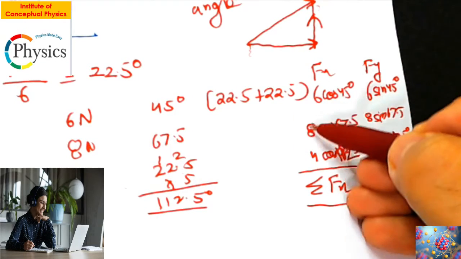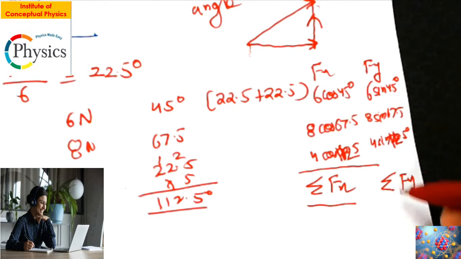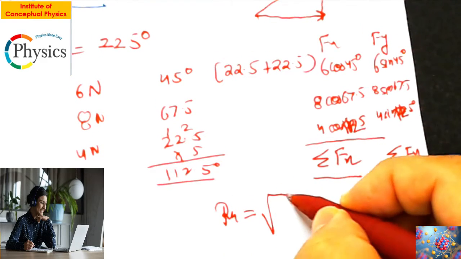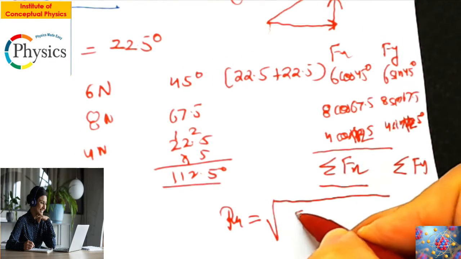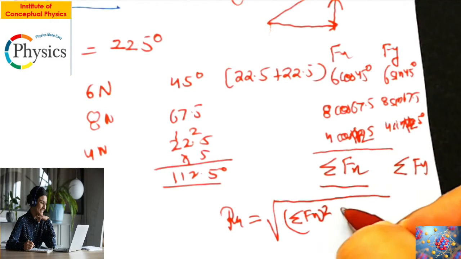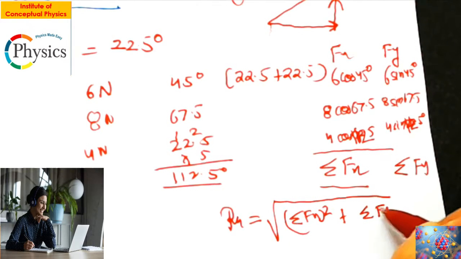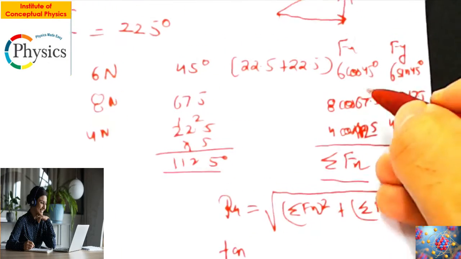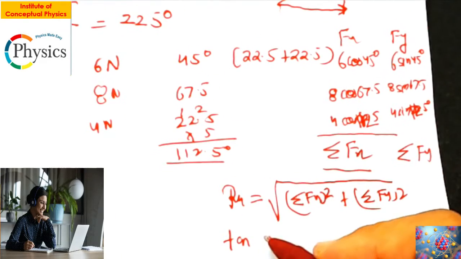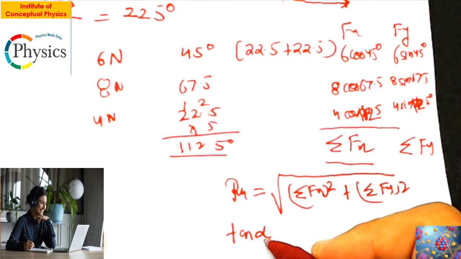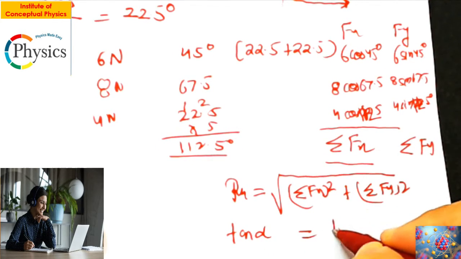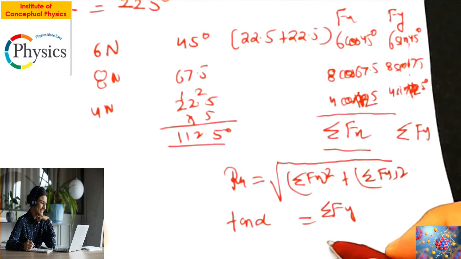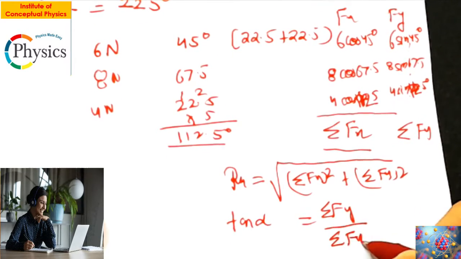And then you can algebraically add all these. So your resultant is going to be the square root of sigma Fx squared plus sigma Fy squared. If you want to find the direction of the resultant, tan alpha, where alpha is the angle of the resultant with the x-axis, is equal to sigma Fy divided by sigma Fx.